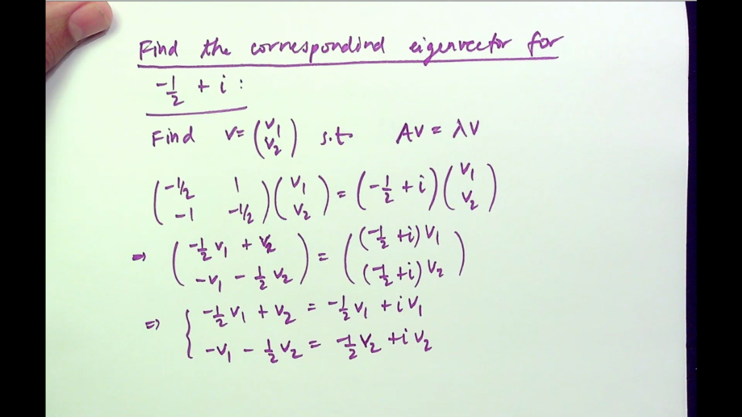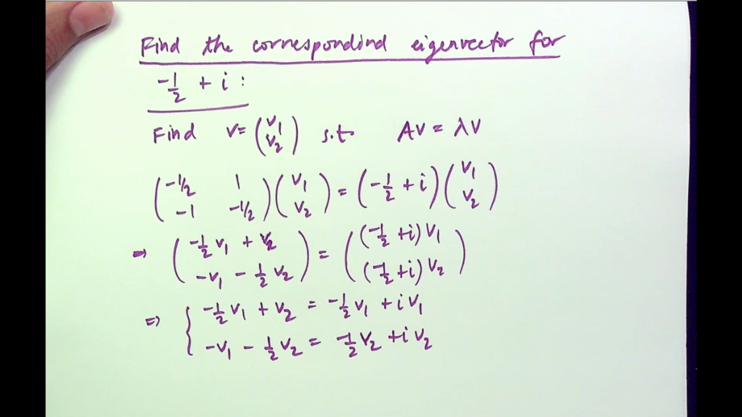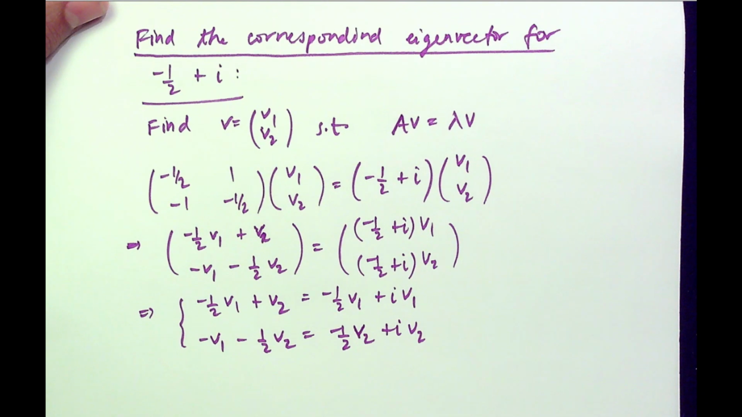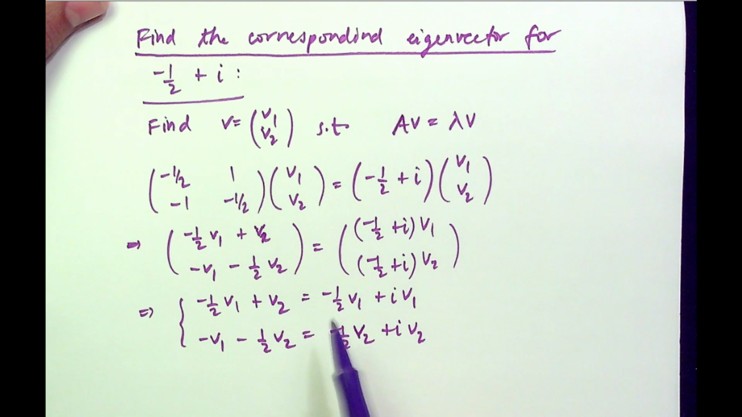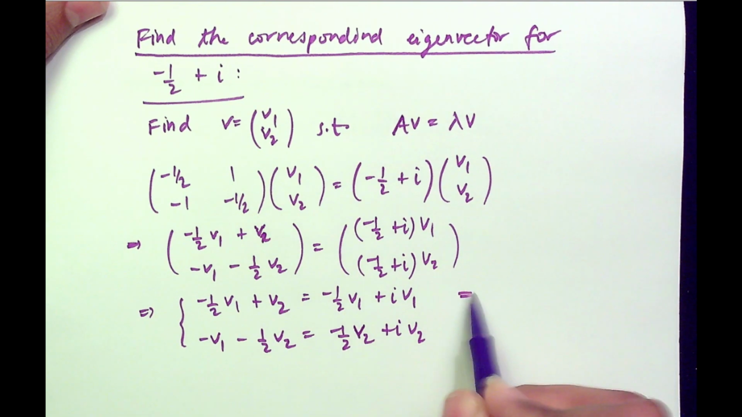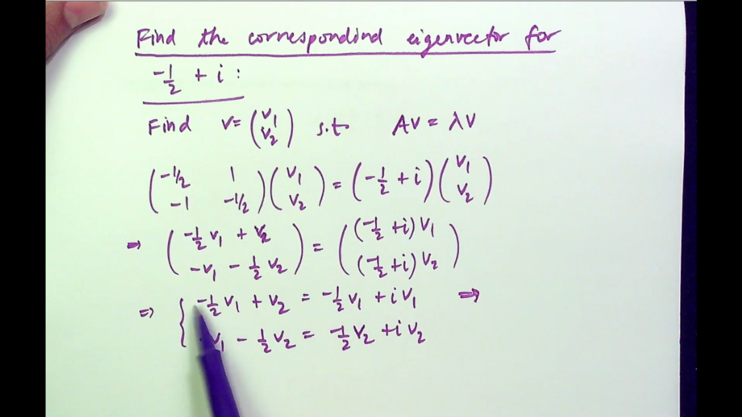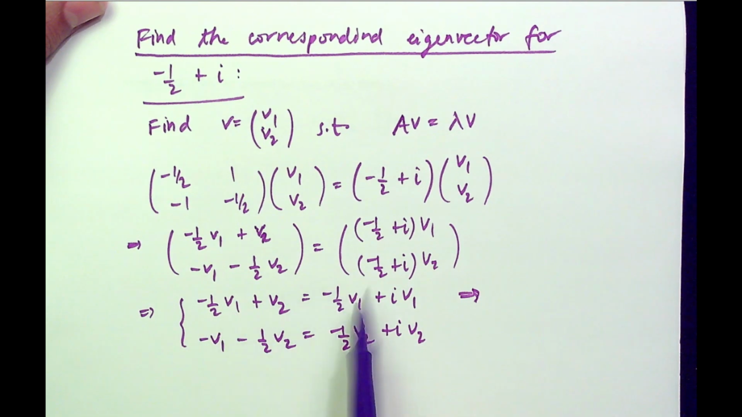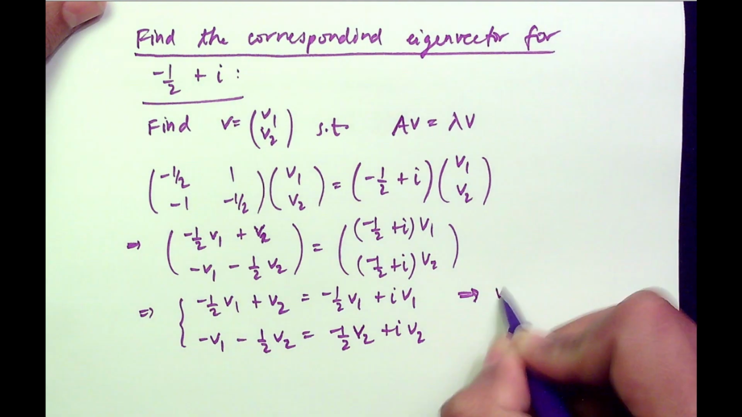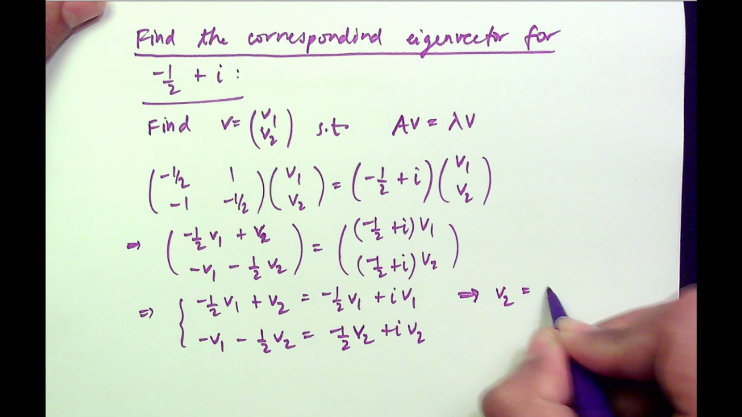Remember, these two equations are going to give you the same thing. You deal with the one that looks easiest. I think the first one looks easiest to me. If you take the first one and move the negative 1/2 v1 to the other side, it becomes positive 1/2 v1, and then negative 1/2 v1 and positive 1/2 v1 cancel the v1s. And you end up with v2 equals i v1.